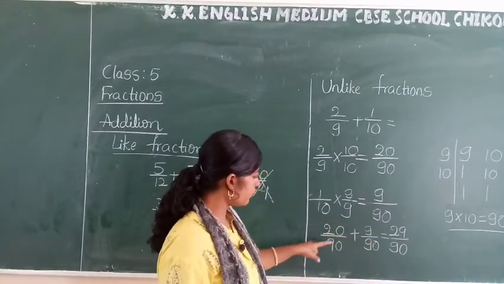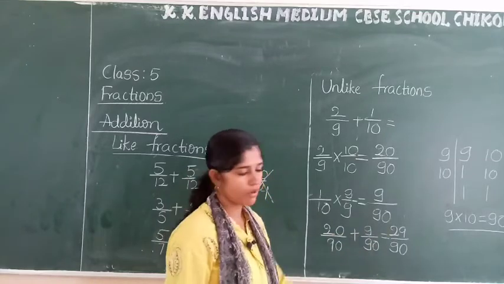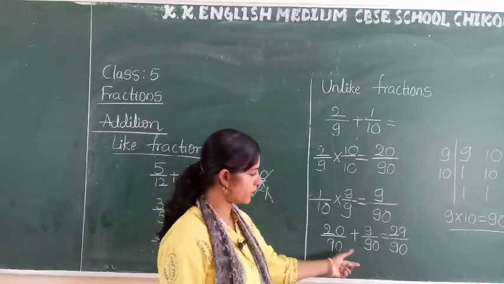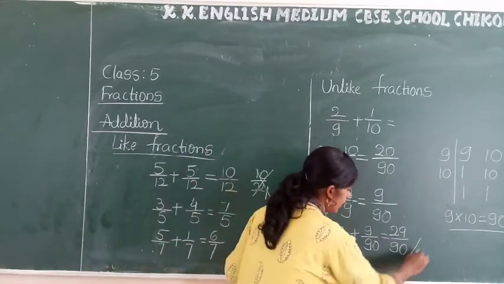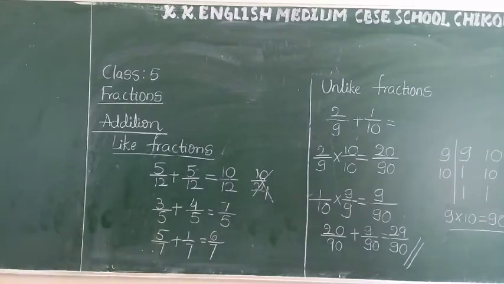Then here you have to write 20 by 90 plus 9 by 90. 20 plus 9 is 29, and you have to do it like this. Okay, so the answer is 29 by 90. Okay, I will take one more example.